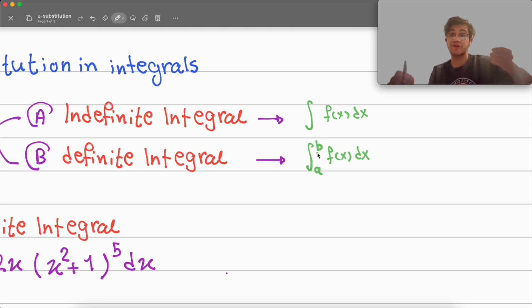Plus, when we are dealing with an indefinite integral, the answer is going to be in terms of x. So if I have the function f of x dx, the evaluated integral is going to be in terms of the variable x, plus a constant c. But when we're dealing with a definite integral, the answer of the evaluation is going to be a number. So this is the difference between these two types of integration.